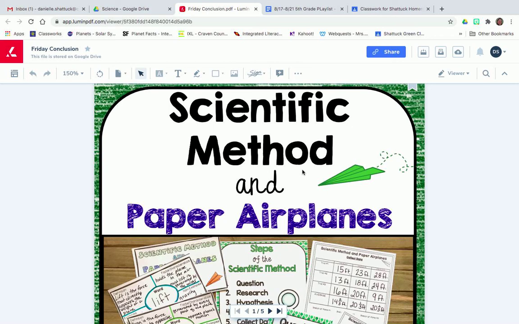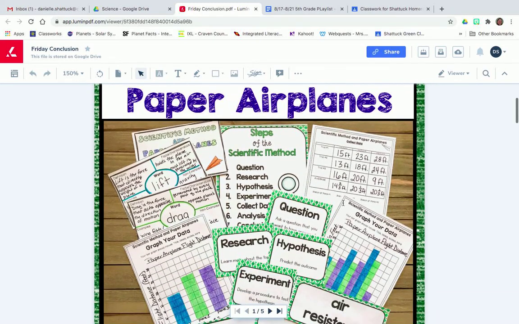Method with paper airplanes. We started off with our question: if I change the wings of the airplane, what might happen? We did some research, read some books on paper airplanes, and you can see here the different pieces of it. We did the hypothesis: if this happens, then this plane will go farther. If this happens, then the plane will not go as far.